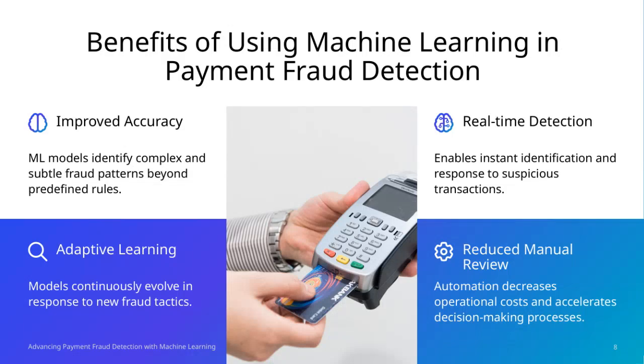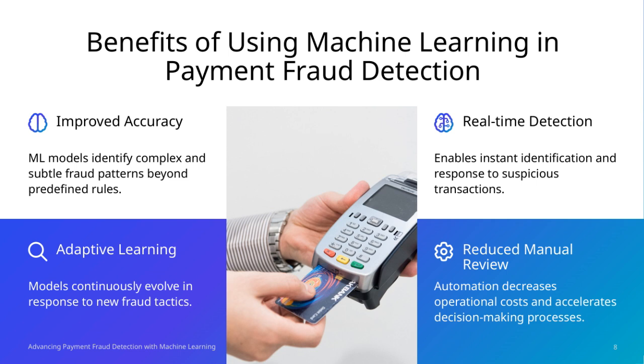When we look at the benefits of using machine learning in payment fraud detection, the first major advantage is improved accuracy. Machine learning models can uncover intricate and subtle fraud patterns that traditional rule-based systems often miss. This means they're much better at catching fraudulent activity before it causes damage. Next, we have real-time detection. With machine learning, suspicious transactions can be identified and acted upon instantly. This immediate response is crucial in preventing fraud from progressing further.